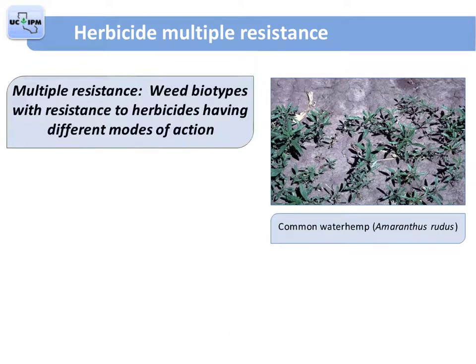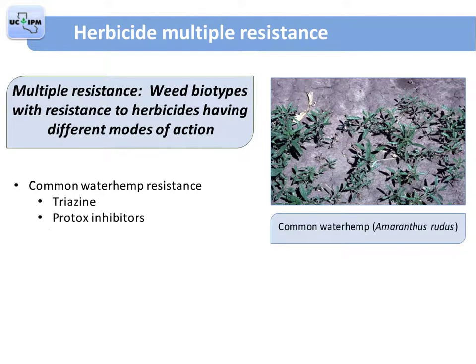Multiple resistance refers to weeds that show resistance to herbicides having several different modes of action. This is a picture of waterhemp, Amaranthus species, which is resistant to triazine, protox-inhibiting herbicides, glyphosate, and ALS-inhibiting herbicides. There is one ryegrass population in Australia that is resistant to at least 7 different modes of action.